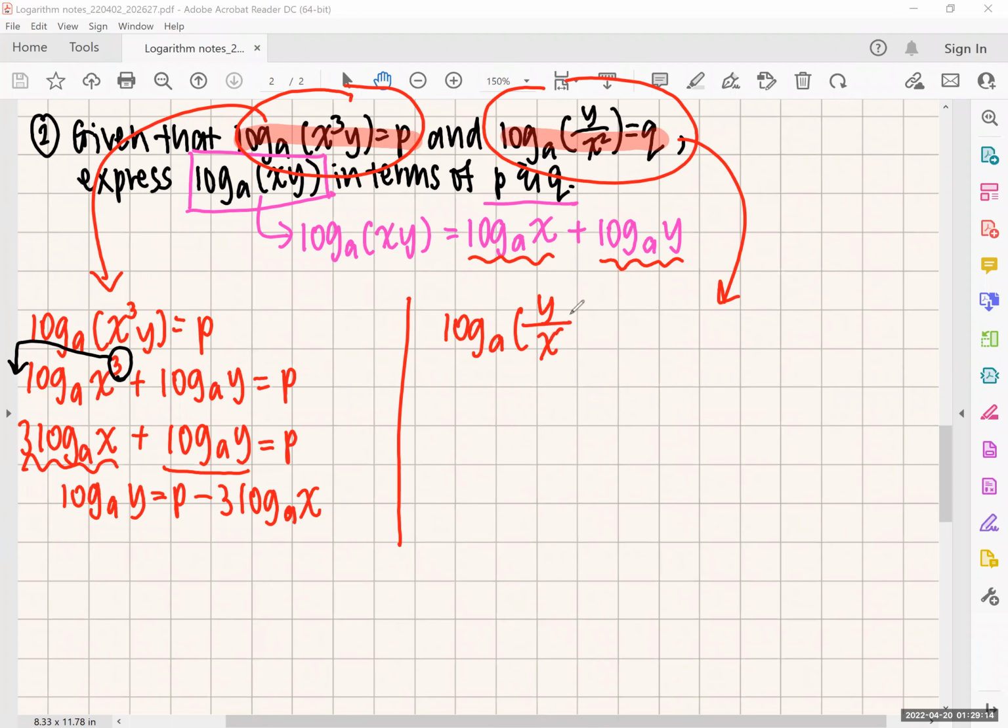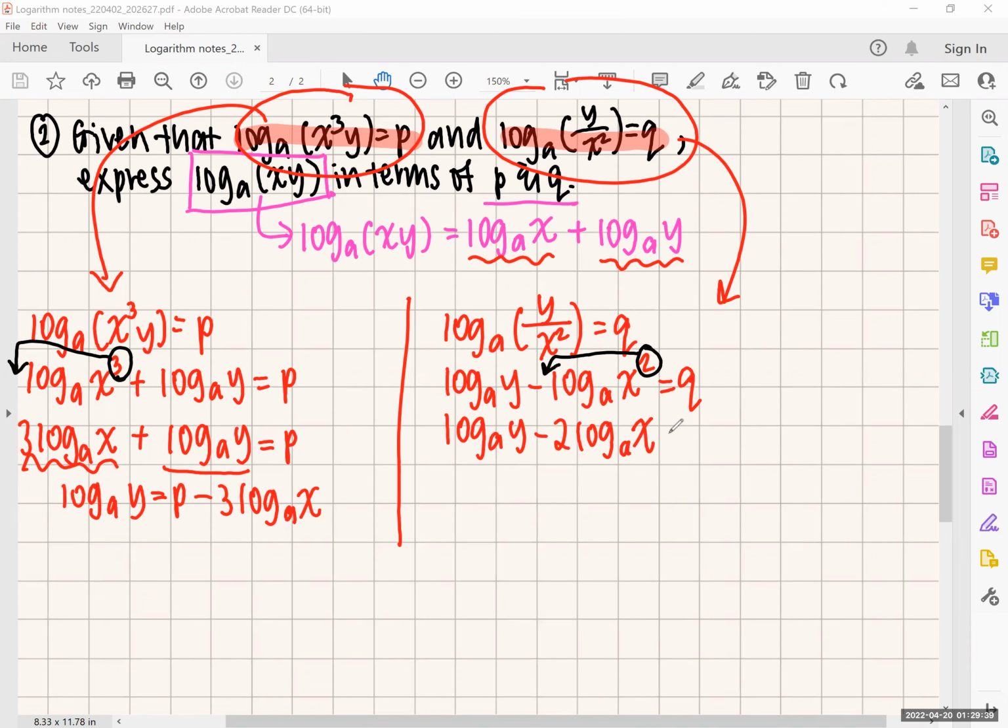log AY over X squared is equal to Q. So that means that if I do the splitting, I'll have log AY minus log AX squared is equal to Q. And same thing, whenever I have a power, I'll make it a habit of doing a power bring down. So I have log AY minus 2 log AX is equal to Q.